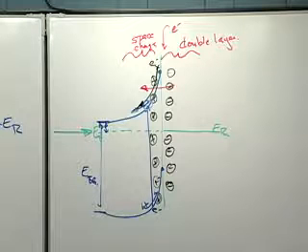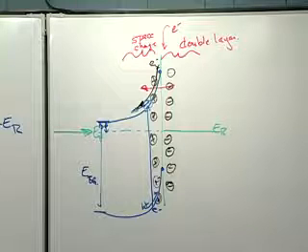And when it gets to the surface, it can oxidize something. So an N-type semiconductor is a photoanode. It oxidizes things in the light.